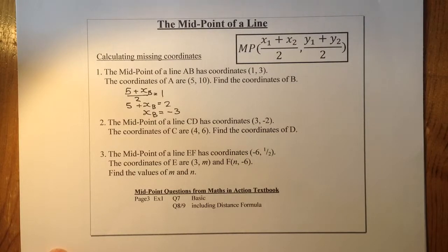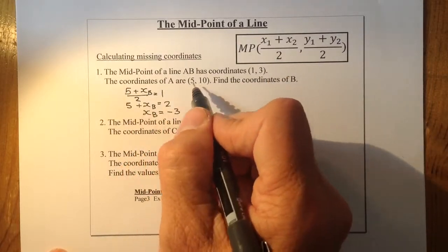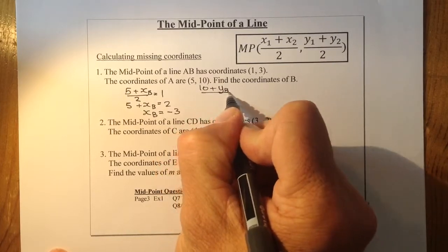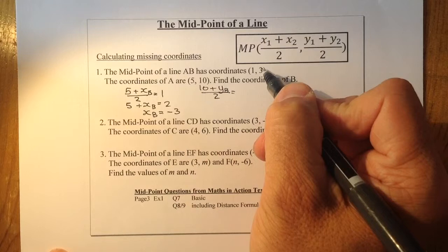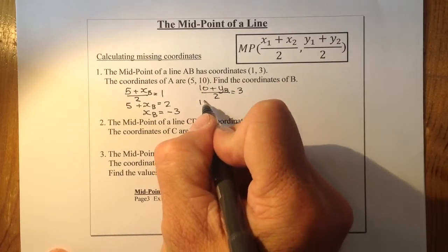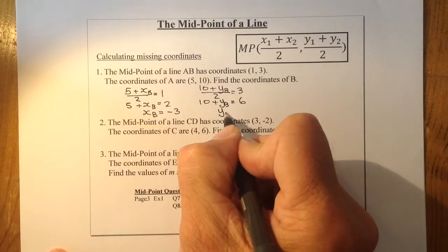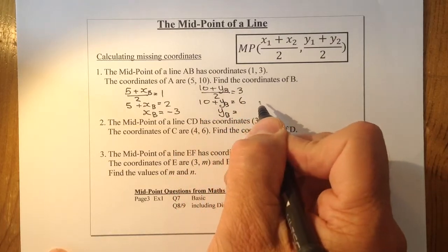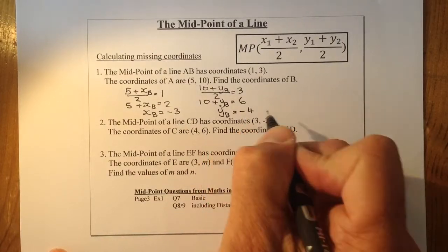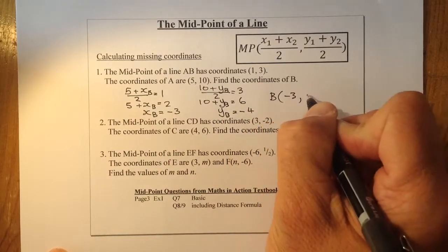When I work out the y coordinate, I'm going to use the same method. I'm going to go for 10 plus the y coordinate of B, all divided by 2, should equal the y coordinate of the midpoint, which is 3. 2 times 3 gives me 6, so 10 plus the y coordinate of B is equal to 6. So the y coordinate of B is 6 minus 10, which gives me minus 4. So I can state the coordinates of B are (-3, -4).